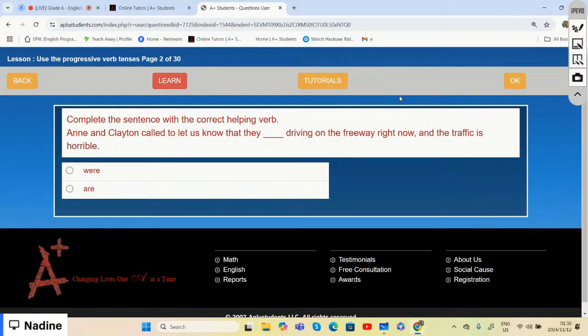All right. So we see that Anne and Clayton called to let us know that they were driving on the freeway right now, or they are driving on the freeway now, and the traffic is horrible. Which one is correct? Do we say option one, were, or option two, are? Called.